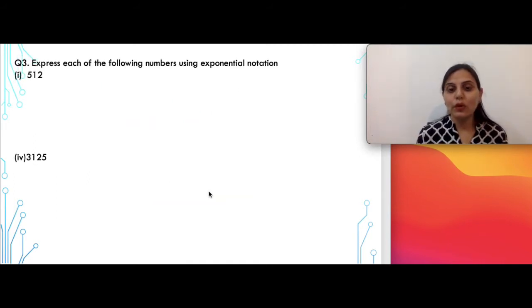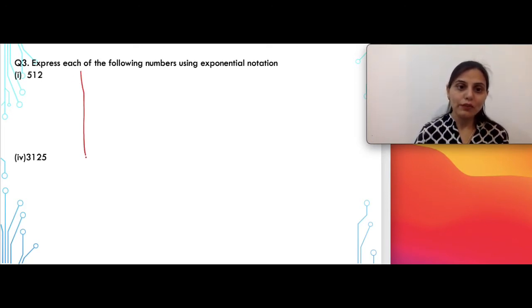Express each of the following numbers using exponential notation. This is a very important question of the exercise. Let us see how to solve this question. Now the first term that is given is 512. We need to find the factors for this. Since the last digit is 2 here, clearly this number is divisible by 2. Let us start with the division by 2.